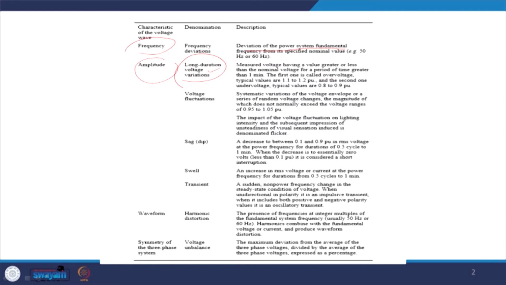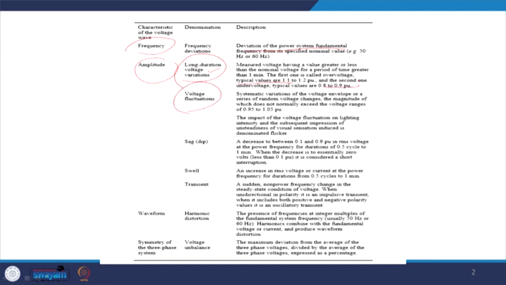The first one is called over voltage, and it is typically 10% to 20%, that is 1.1 to 1.2 per unit, for more than 1 minute. The second one is under voltage, and it is typically 0.8 to 0.9 per unit.